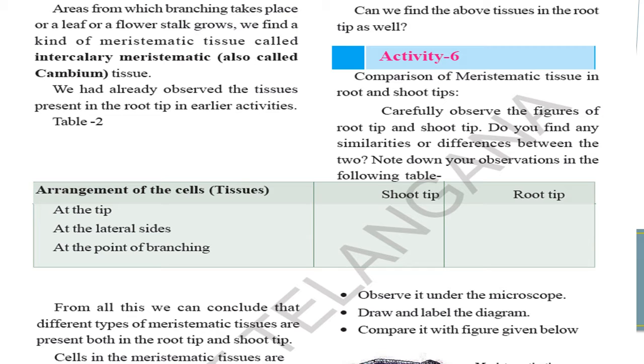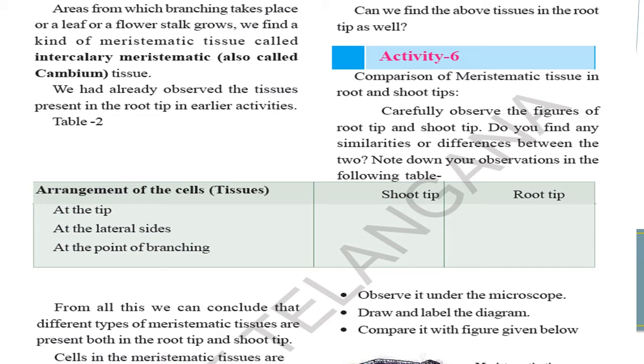From all these we can conclude that different types of meristematic tissues are present both in root tip and shoot tip. Which tissue is present, children? Meristematic tissue in the shoot tip and root tip. Shoot means stem, right? The name of stem is shoot. Is it clear?